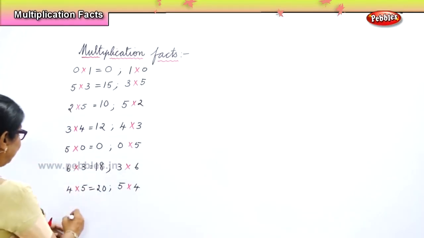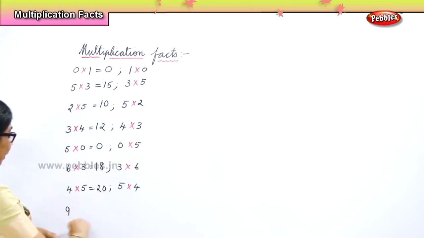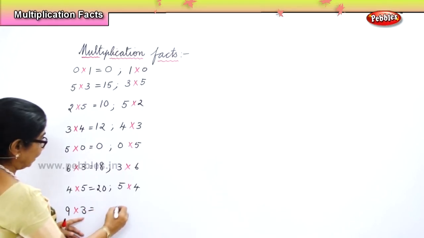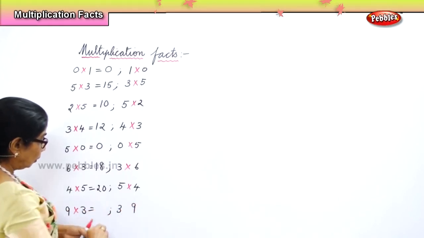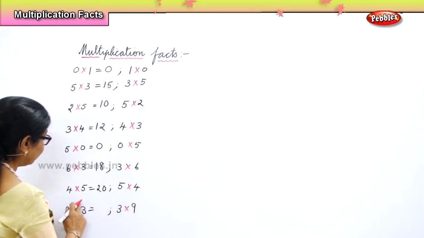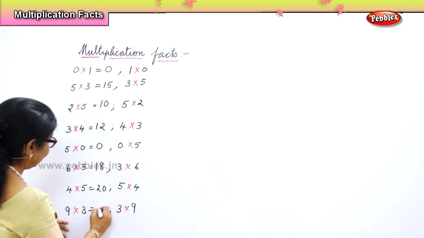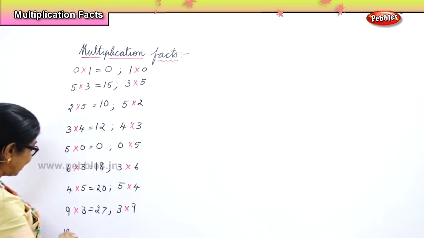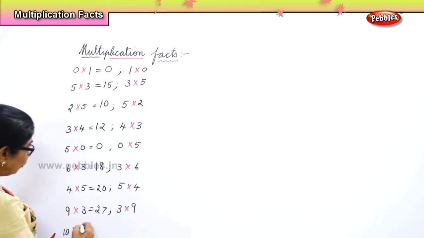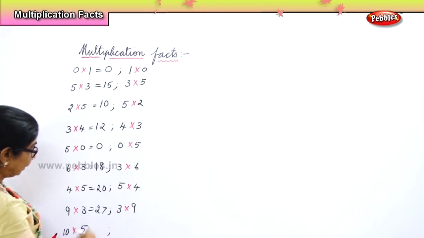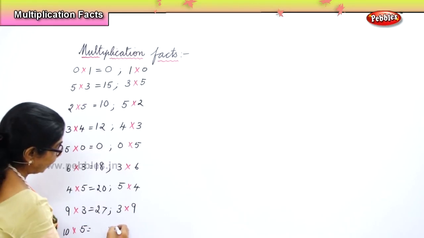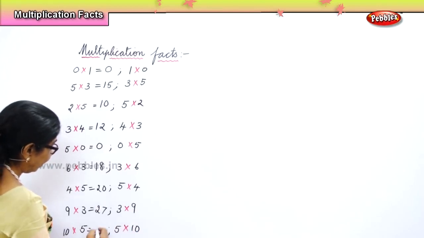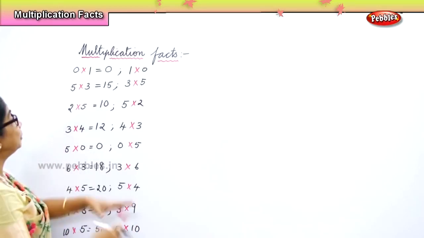Now let's look at 9. What is 9 into 3? 9 into 3 is same as 3 into 9. What is 3 into 9? 27. Alright, let's take number 10. What is 10 into 5? 10 into 5 is same as 5 into 10. 10 fives are 50. Now this is multiplication fact.